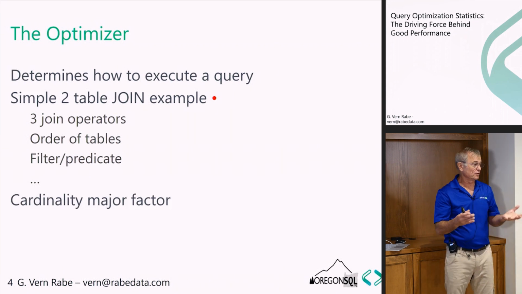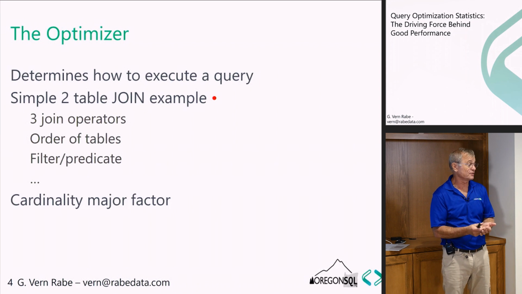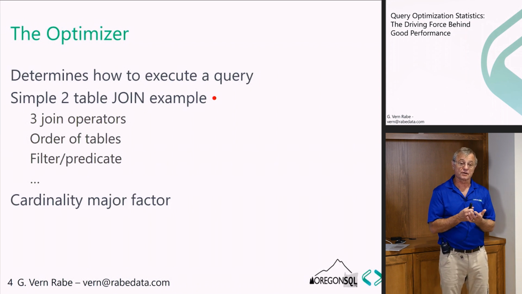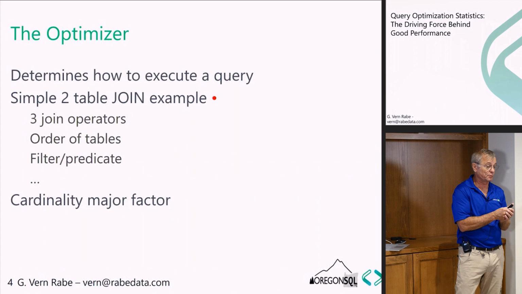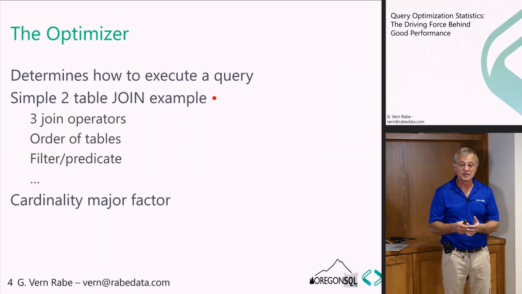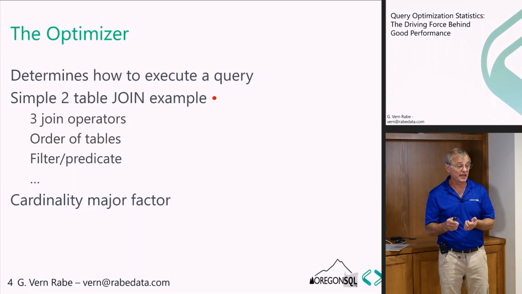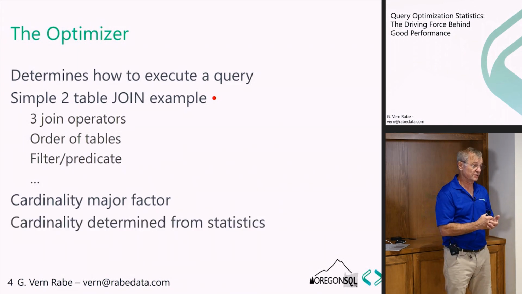When it takes a look at a query and tries to come up with a plan how to execute it, the cardinality is one of the most important things that it has to look at to help it determine. The cardinality is the number of rows it expects out of an operator within the plan. Sometimes that operator is nothing but a table or an index, but the cardinality is a major factor. And the cardinality is determined from statistics.